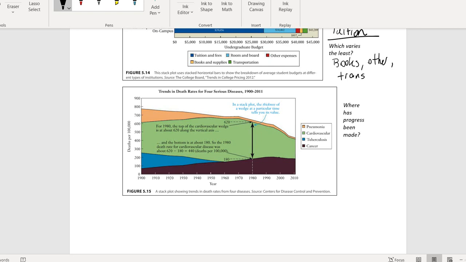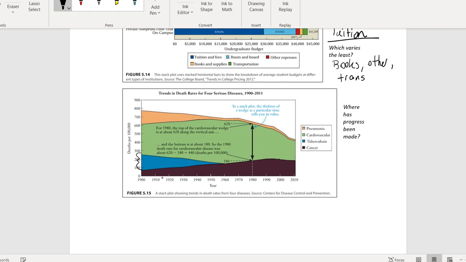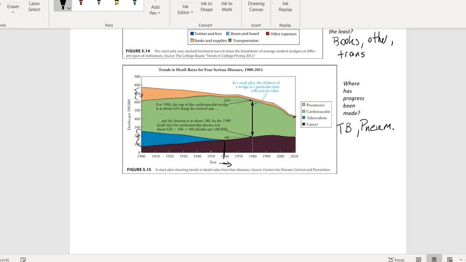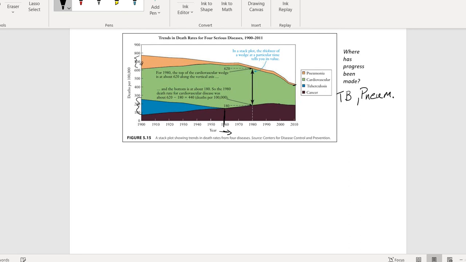Okay, now we want to know where the most progress has been made. So if we look here, we had quite a few people dying from tuberculosis in 1900, but almost nobody from 1960 on. We can also see that there's been a lot of progress made with pneumonia. So we can see that pneumonia was very wide here and then gets very small here. So the most progress has been made with tuberculosis, which is called TB, and pneumonia.